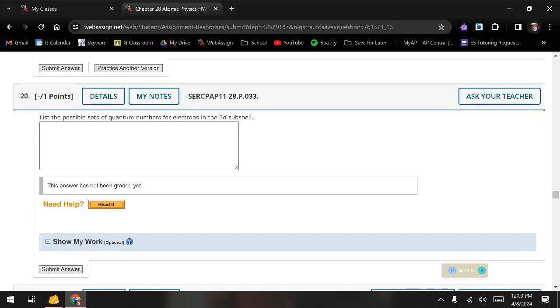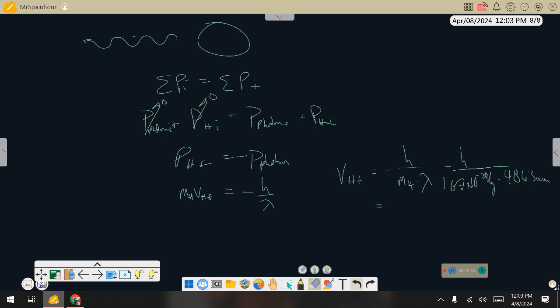So, the quantum number for electrons in the 3D shell, okay? Let's start off, I'll just walk through this, very easy for you. What does the 3 tell you? Which quantum number does the 3 tell you? Like when I write this over here, 1s, 2s, 2p, 3s, almost.